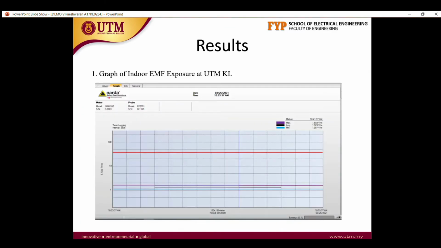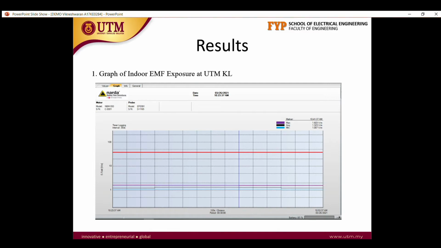This is because the graph for every location was simulated from the software. From this graph, the purple line is the maximum value of E field, the blue line is the minimum value of E field, and the black line is the average value of E field. The red line represents the safety limit line set by the ICNIRP organization.